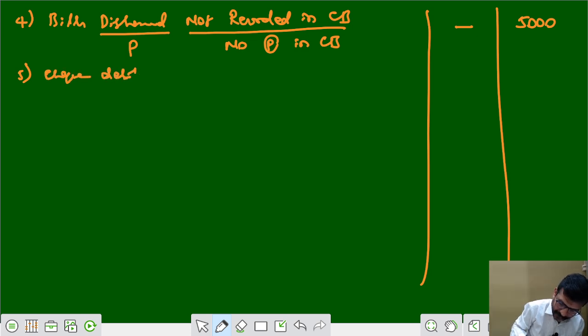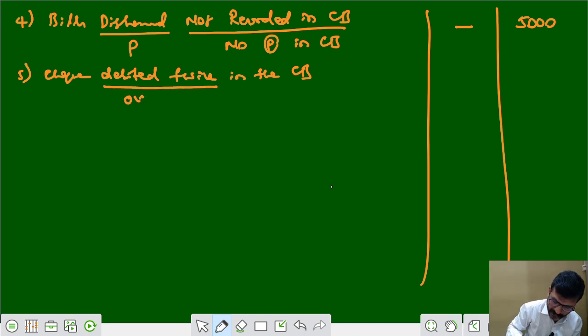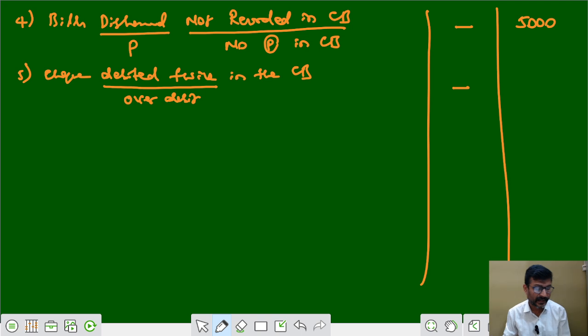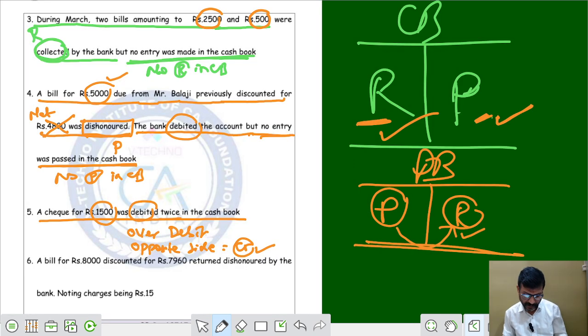Check debited twice in the cash book. See, debited twice means over debit. When it is over debit, I am supposed to take it on the opposite side, that is on the credit side, with an amount of rupees 1500. Let me move on to the next point.